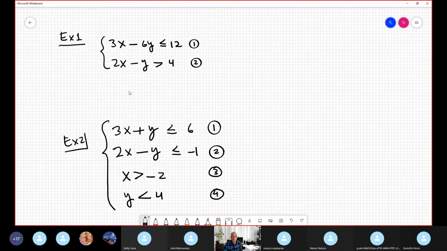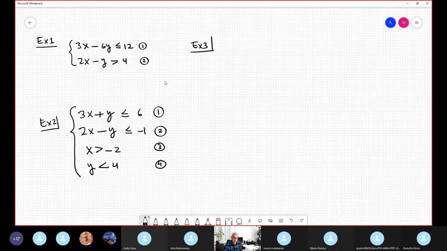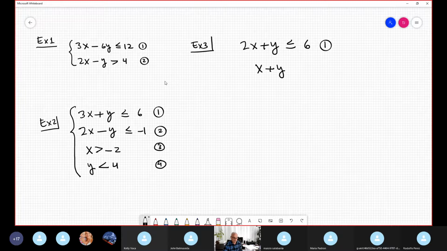Example 3 is 2x plus y less than or equal to 6. It is similar. Now x plus y greater than 2. Inequality number 2. X is in between 1 and 2. Actually, this is a compound inequality.